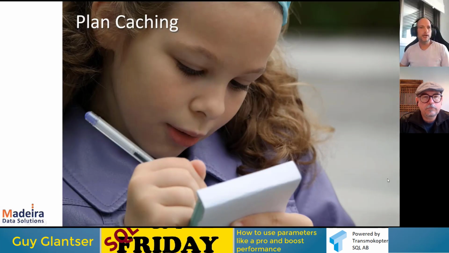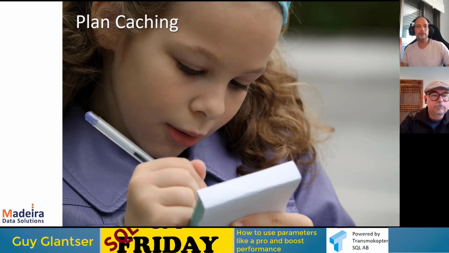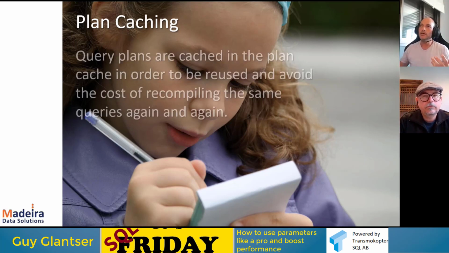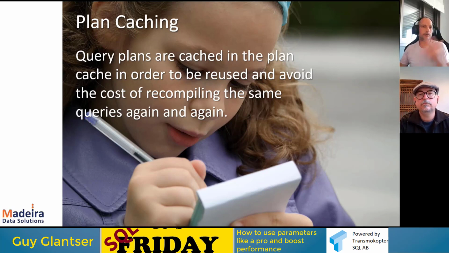Let's talk about plan caching. What happens when I run this query behind the scenes? Whenever you run a query, SQL Server needs to check whether there is already a plan for this query in the plan cache. There is an area in the memory of SQL Server called the plan cache. SQL Server caches execution plans, so it doesn't have to compile a plan for each query every time. It takes a lot of resources, mainly CPU resources. So we have this cache.